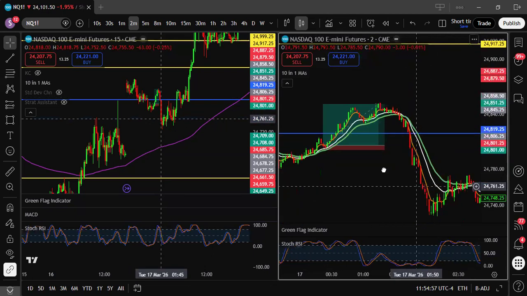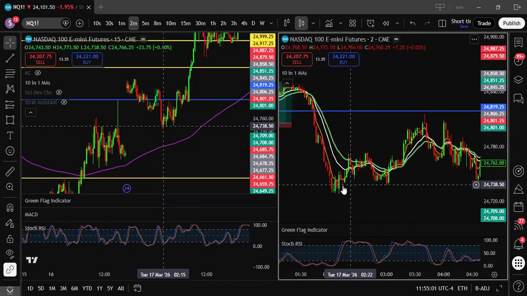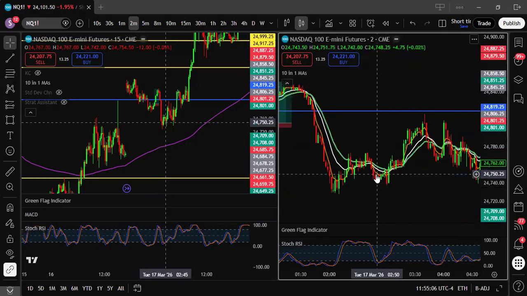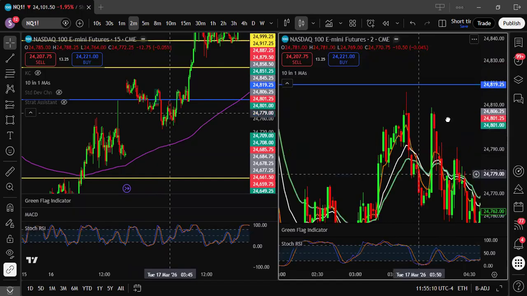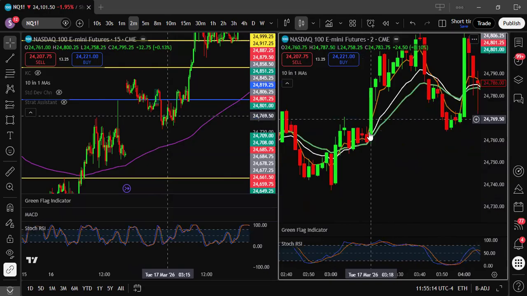All right, so let's go look again. Here we go again. We're oversold here, right? We're oversold here. And we're just waiting. We're waiting. We have 5, 13, and 20. And we get the cross right up in here.